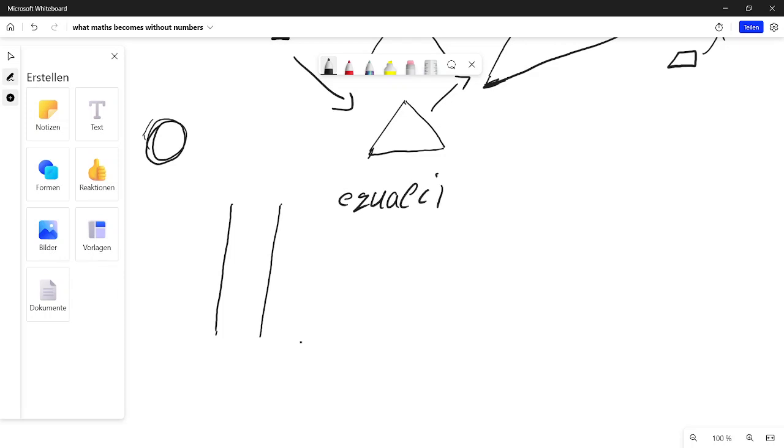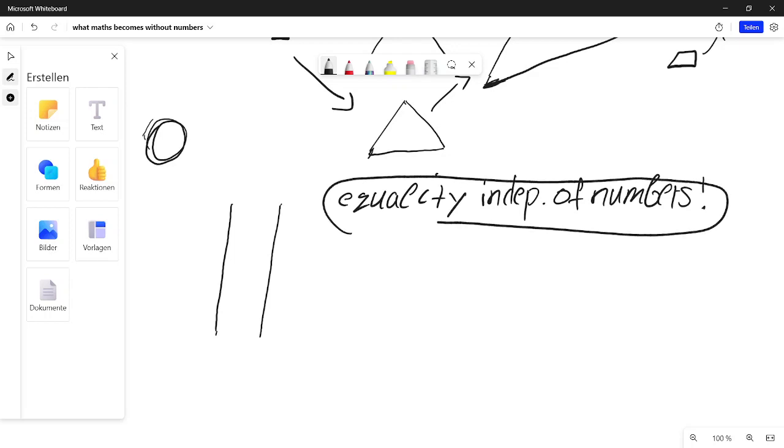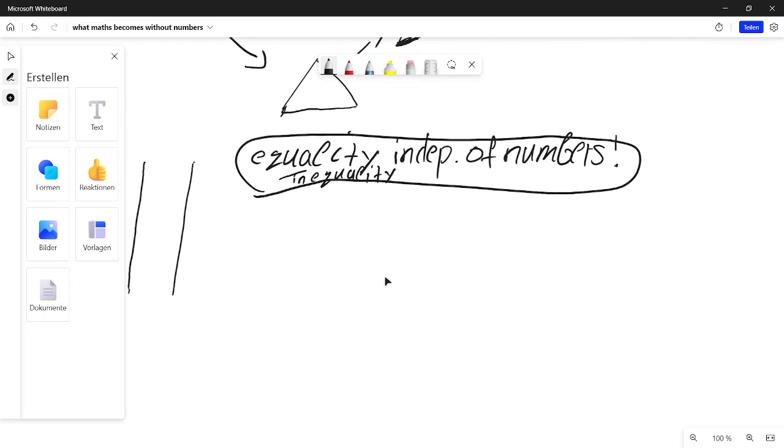It might have historically developed in abstract fashion only with numbers, but we are not interested in that. We are interested just in the ability to build a certain framework of reasoning. Equality independent of numbers. So we have equality, and of course also inequality. Equality and inequality is independent of numbers.